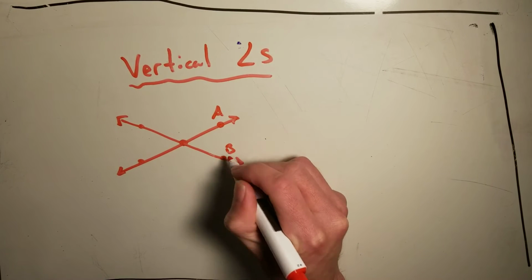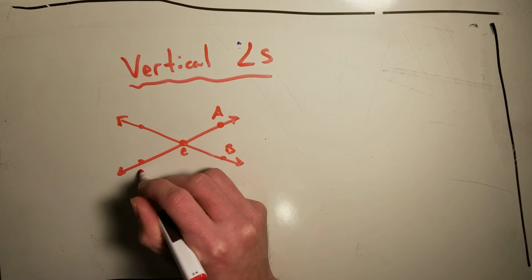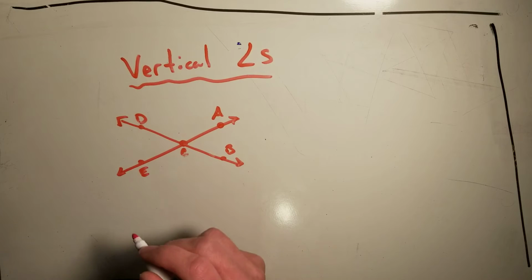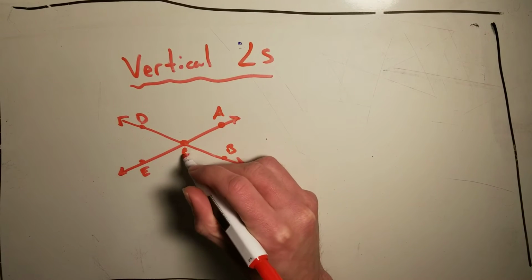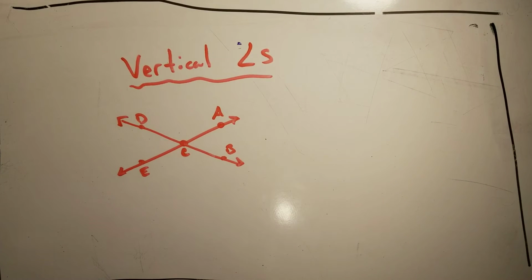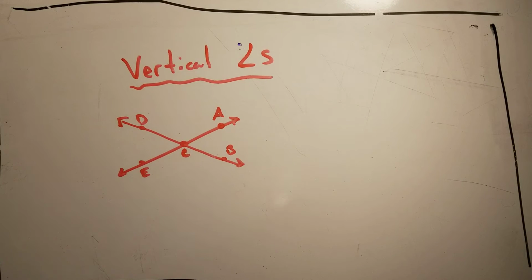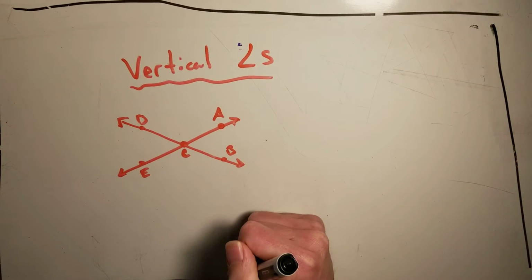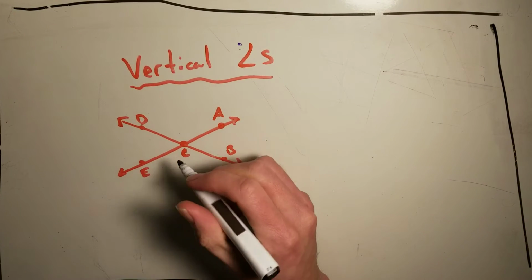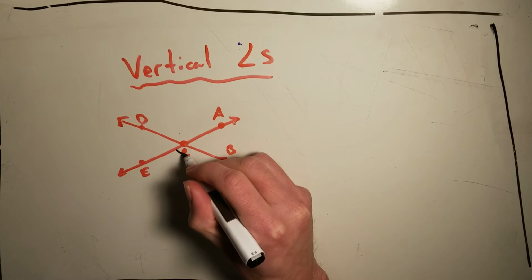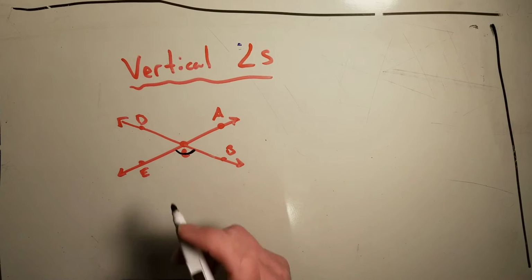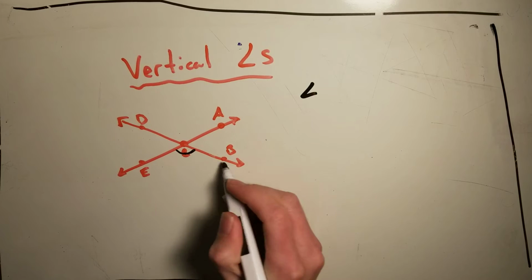Call it A, B, C, D, and E. Fix our C. So vertical angles, the definition again says opposite angles that share a vertex. And they're going to be formed by two intersecting lines. Let's just choose a random angle, and I'll choose this angle right down here. That's going to be angle ECB.